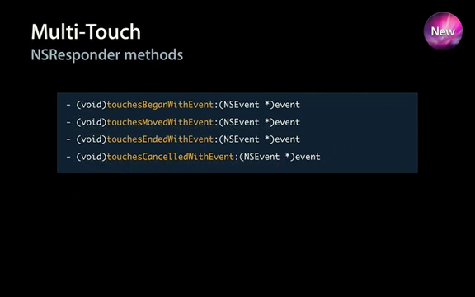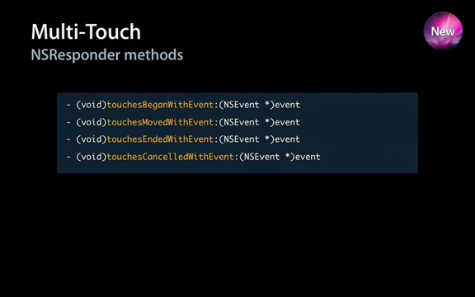These are the responder methods you need to implement if you want to accept touches. And when you implement them, please be sure to implement them all. Touches began with event, touches moved with event, touches ended with event, and touches canceled with event. For those of you familiar with the iPhone, you'll notice this looks slightly different. This is to keep it consistent with the other event methods that we have on NSResponder. It's the event type followed by an event parameter.